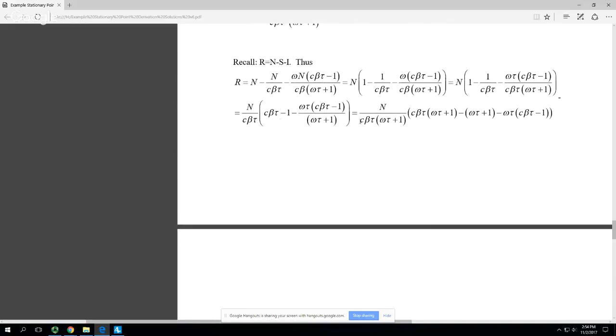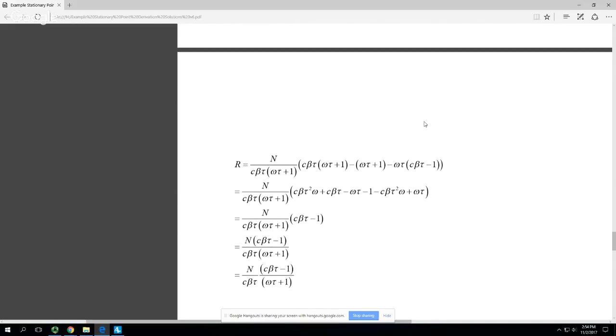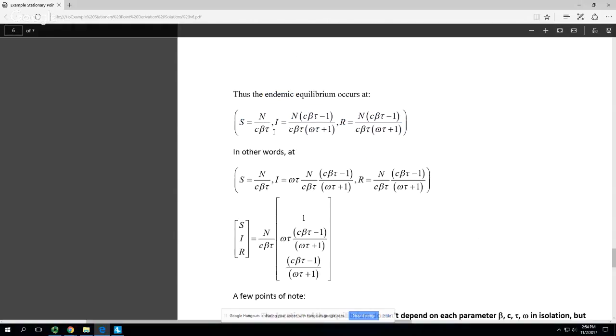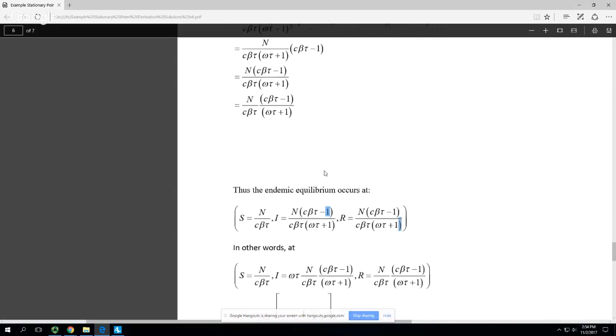So we can do some work just by solving for n minus I minus s at equilibrium, and we get this. So the endemic equilibrium here, where there's some people infected, that's what we mean by endemic. Some people are infective. S is n over r naught. I is this whole term here, and R, ladies and gentlemen, is this term here. So we just solve for that.